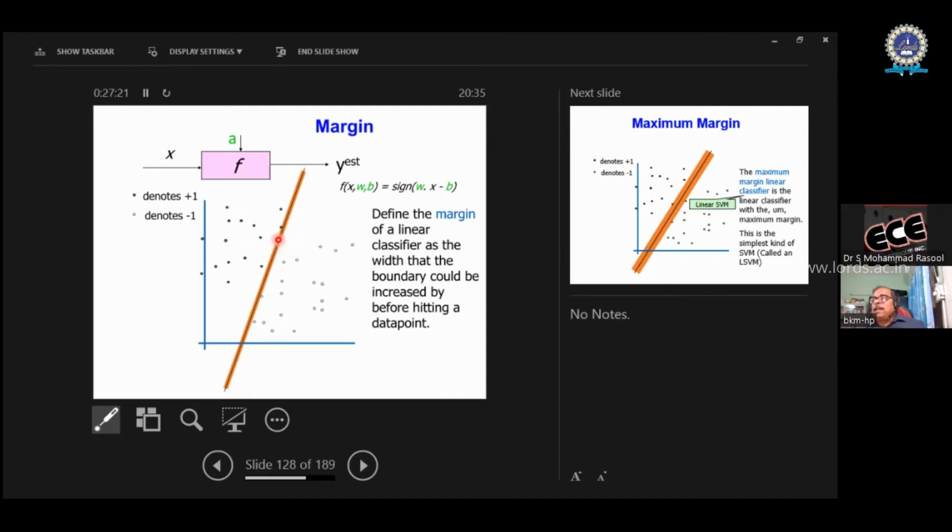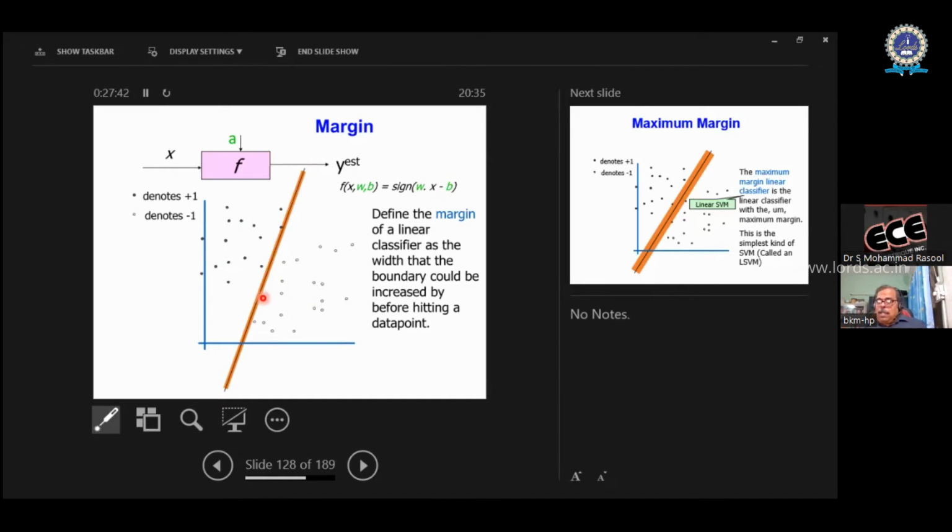So the critical values are those which are close to the separating line or surface that we put. The far off ones don't matter. The ones which are close, these are the ones that can go wrong. Right?